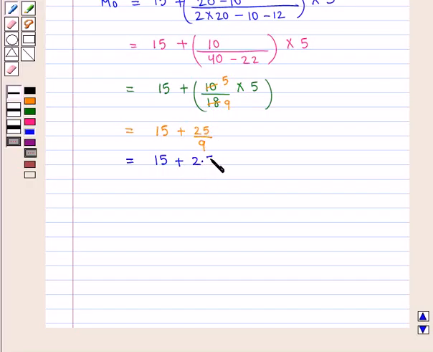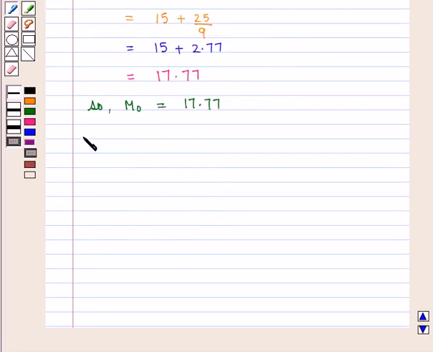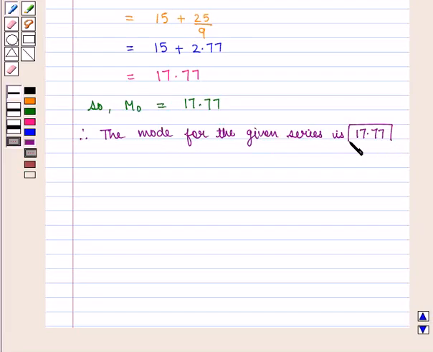So we have 15 plus 2.77, that is 17.77. So M0 is equal to 17.77. Therefore, the mode for the given series is given by 17.77, which is the required answer.